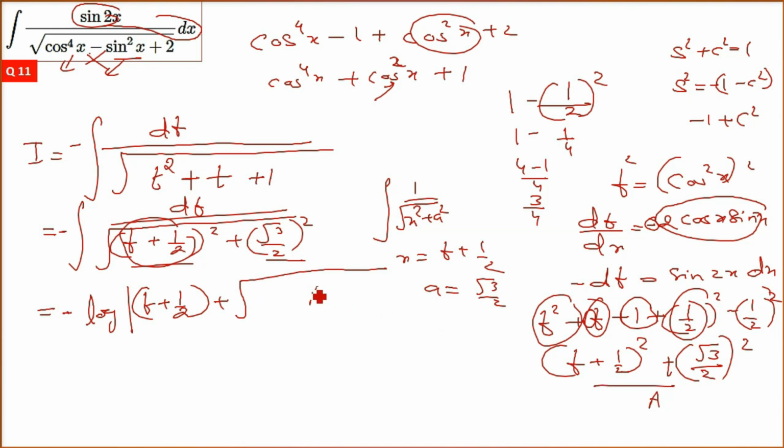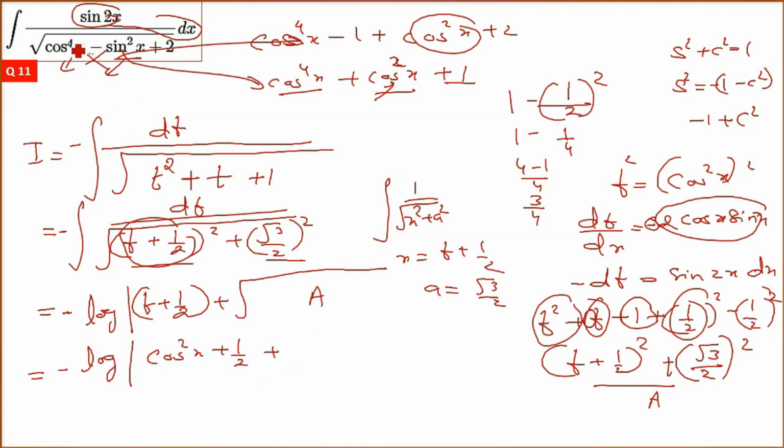I'm just marking it as a because I'm going to write what is inside the root, the denominator, cos raised 4x plus cos square x plus 1, which we devised after replacing sin square x by 1 minus cos square x. If you remember, initially we have done that. So it's negative log modulus of cos square x plus 1 by 2 because t was taken as cos square x, and you can write any of these as you desire. So I'm writing this as cos square x plus 1 by 2 plus under root cos raised 4x plus cos square x plus 1 plus constant of integration. That's your final answer.